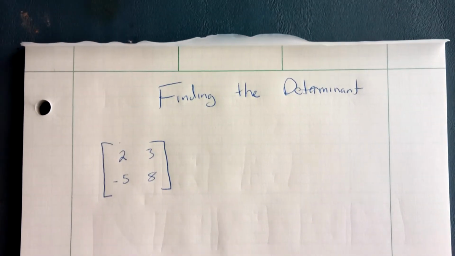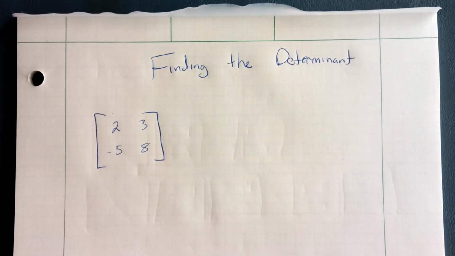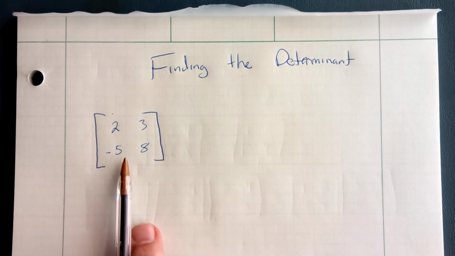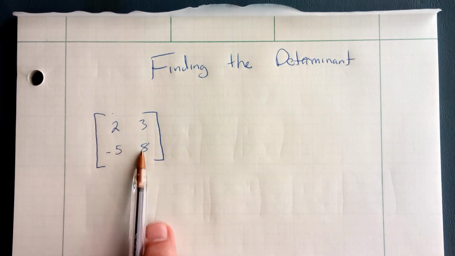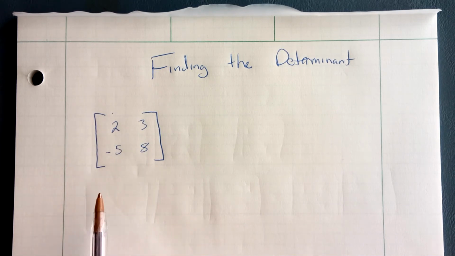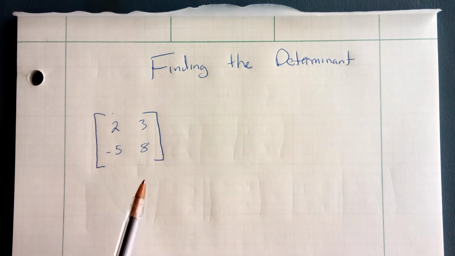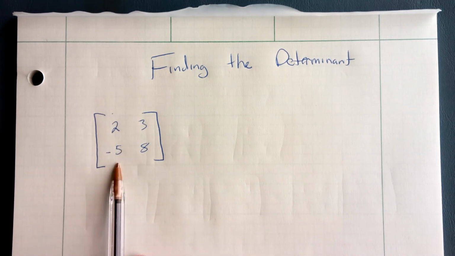So we're going to talk about finding the determinant. Now again, I'm only going to work with you on a 2 by 2. I'm not going to do a 3 by 3 or larger. They get harder and harder. The bigger the matrices, the harder it is to find the determinant. But a 2 by 2 matrix is actually fairly simple to find.